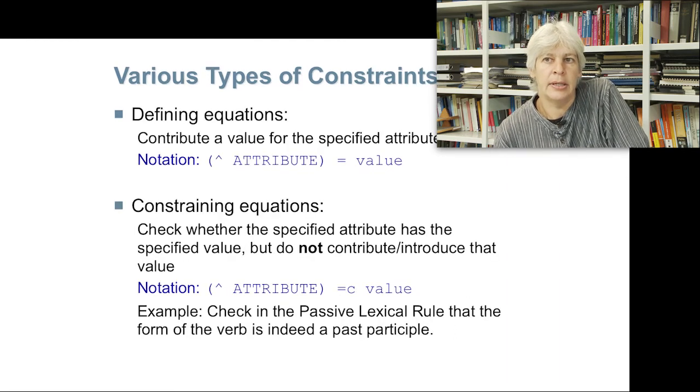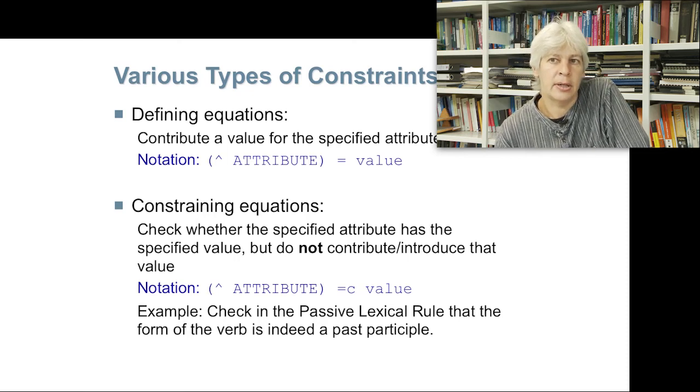Okay, so here is what they look like. Defining equations, this is what we've seen mostly. They just contribute a value for the specified attribute. They'll say something like, up's person is equal to 3. So whatever the attribute is will have a certain value. It's a defining equation. It says, whatever your attribute is, this is your value.